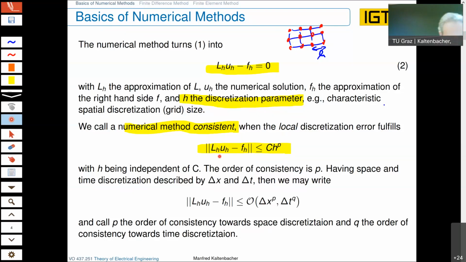We can also clearly, because we have here just considered space discretization, but as you know, in electrodynamics especially, we also have the dependency on time.